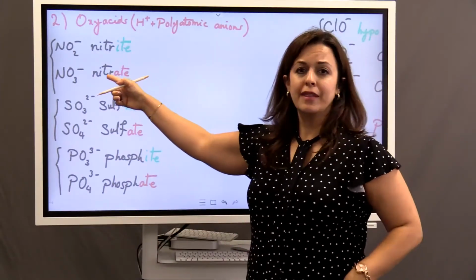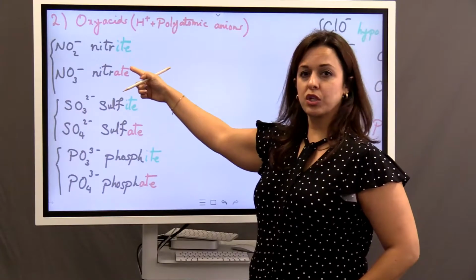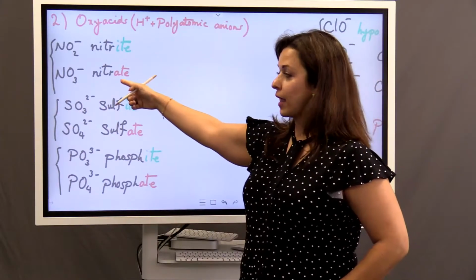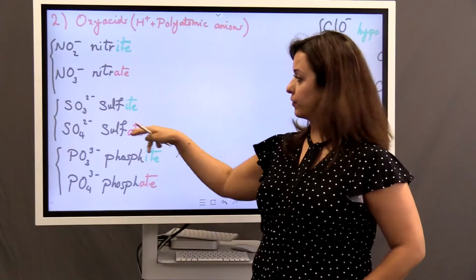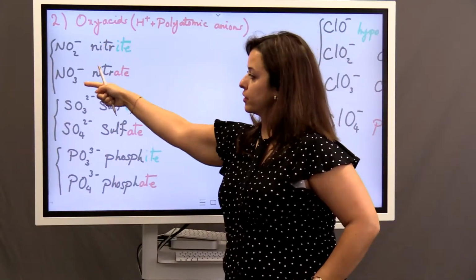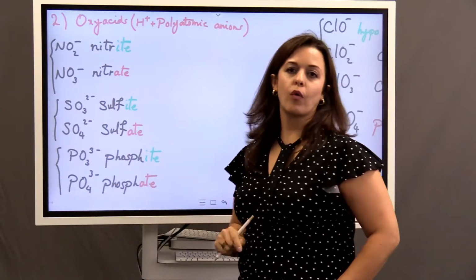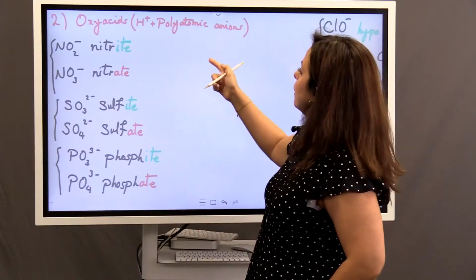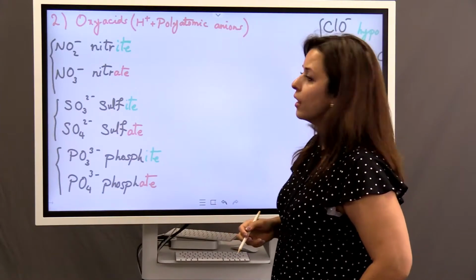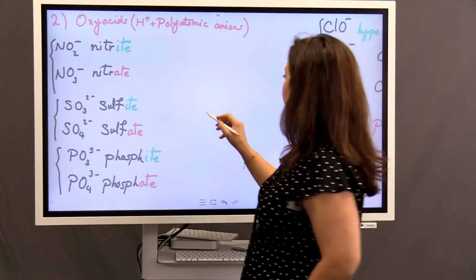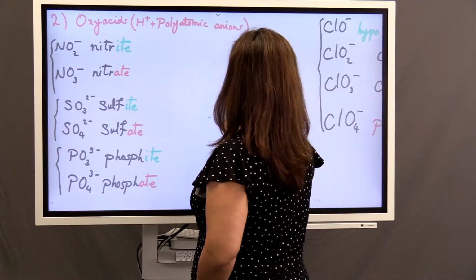If you remember, the anion with less oxygen always ends in ITE. The anion with one more oxygen ends in ATE. And the difference is always 1: 2 and 3, 3 and 4, 3 and 4. Okay? So now let's make acids out of them and name the acid.